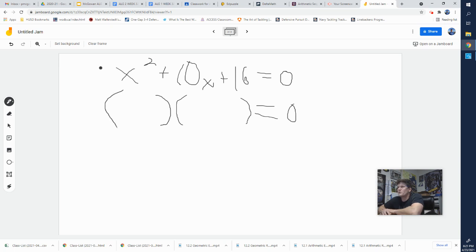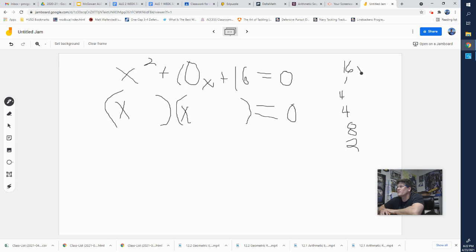combo matches the middle. I have a 1x squared in front, which is perfect. It means I don't have to worry about it. I can just put my x's in front. I have a plus 16 at the end, which means I need to look at factors of 16. Let's say 16 times 1. What else do we have? We have 4 times 4. And we have 8 times 2, right? We're trying to make 10 in the middle.